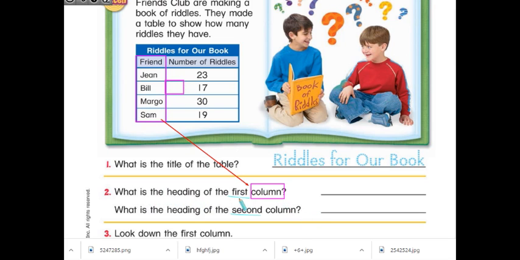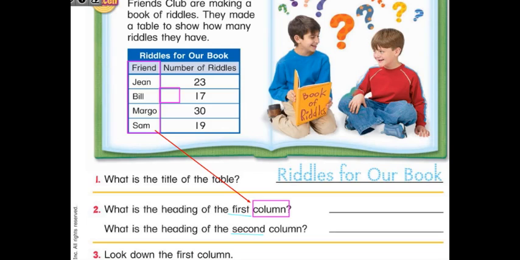What is the heading of the first column? We know that the heading is friends. So we have to write friend, and write it here. Use neat handwriting, okay? What is the heading of the second column? That's number of riddles. So we write number of riddles.